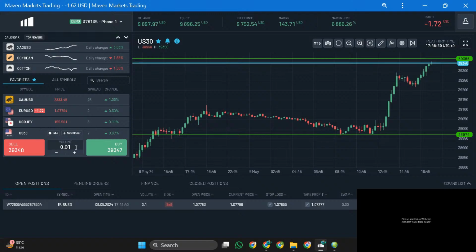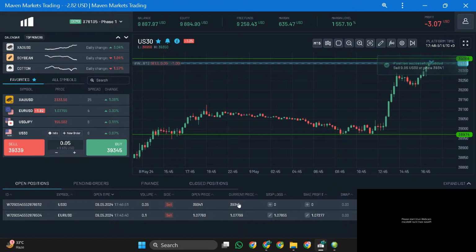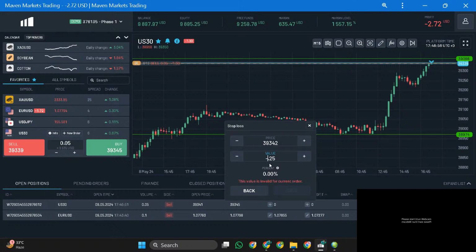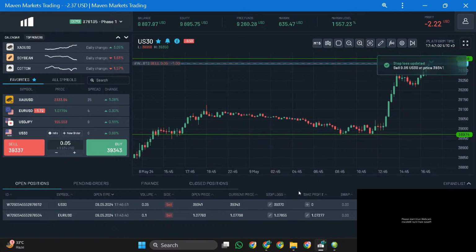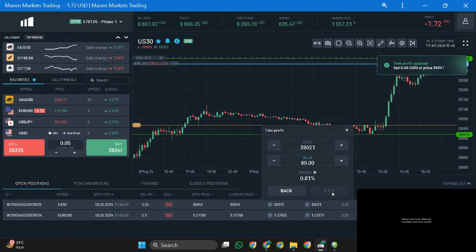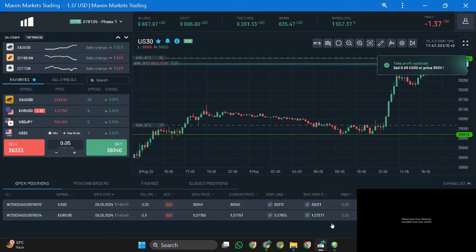So I am going to make a sell position in US 30. Let me also put my stop loss. $7 stop loss. Now you have to put your take profit. So profit, let me put here $50. No, not $50, $80 maybe, or yeah, $80. Let it be $80. So you have to wait and watch how this trade goes out.